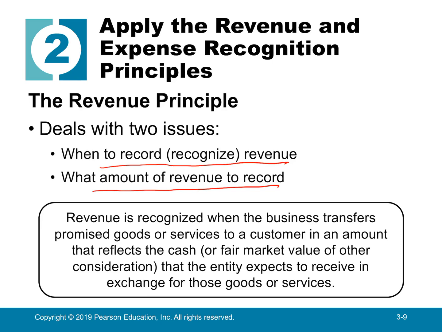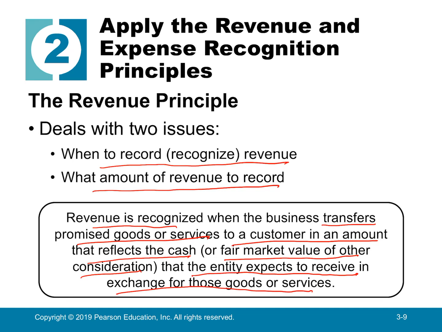So really we have just this definition, that revenue is recognized when the business transfers promised goods or services to a customer in an amount that reflects the cash or fair market value of other consideration that the entity expects to receive in exchange for those goods and services. Okay, so basically I have provided promised goods or services to a customer, right? And it reflects the cash they give me or the fair market value of something else that they give me. A customer might pay me by simply giving me their car, for example. So the fair market value of that car that I expect to receive in exchange for those goods and services that I provided, okay?